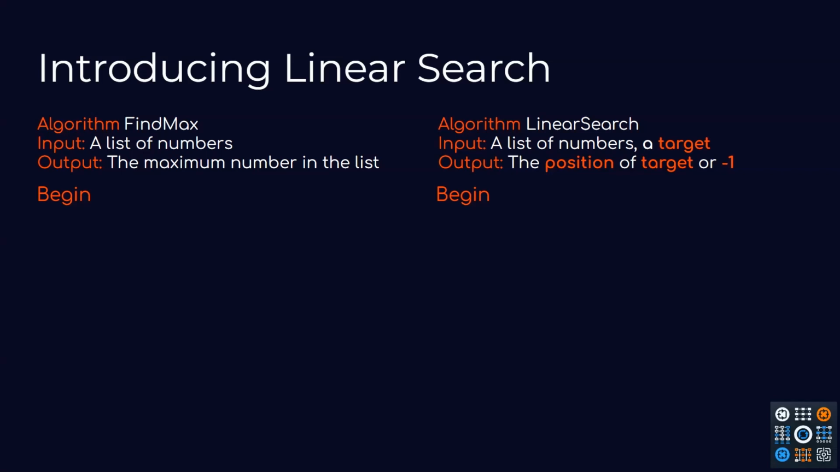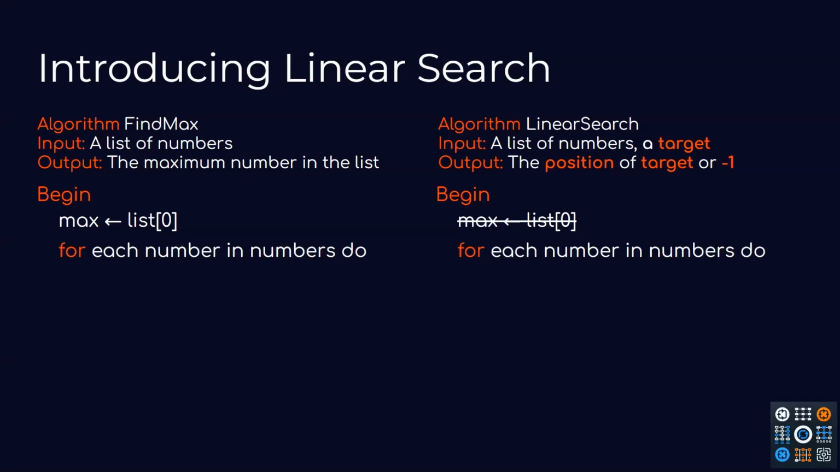As both algorithms begin, in find max, we initialize a variable max to the first element in the list. In linear search, there is no need for such initialization. Our focus is solely on finding a match for the target value, so we skip this step. Next, in find max, we loop through each number in the list. This loop allows us to compare every element to our current max to see if it's larger. Similarly, in linear search, we also loop through each number in the list. However, instead of looking for a larger number, we are searching for an exact match with the target value.